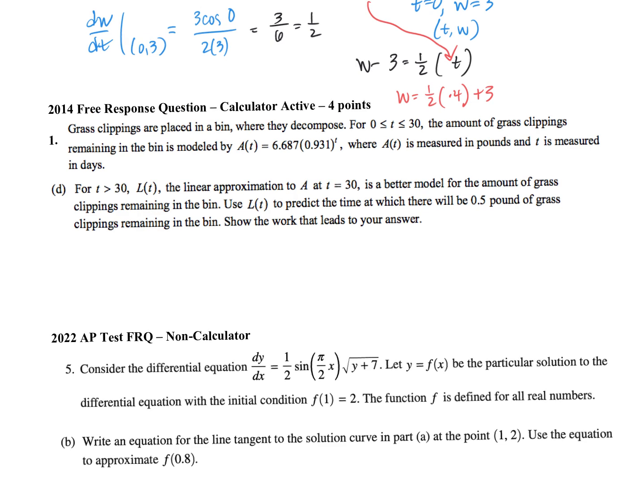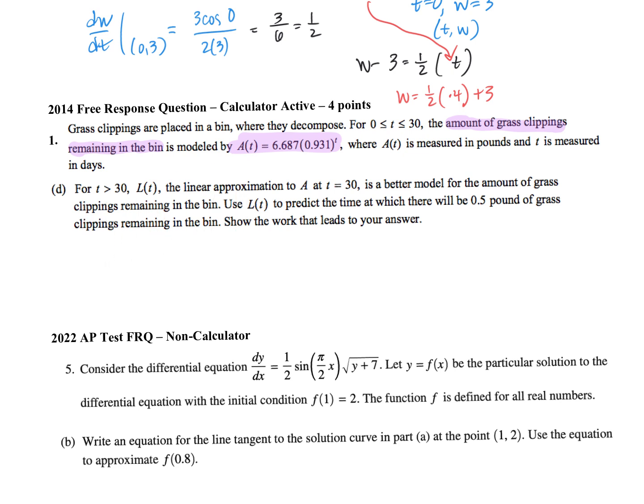Let's do it because they asked it in a little different way. Grass clippings are placed in a bin. They decompose. The amount of grass clippings remaining in the bin is A of t. Is A of t a rate? It's just the amount. It's just a quantity. It's just a function, right? It's not a rate. It's not a dA/dt or anything.